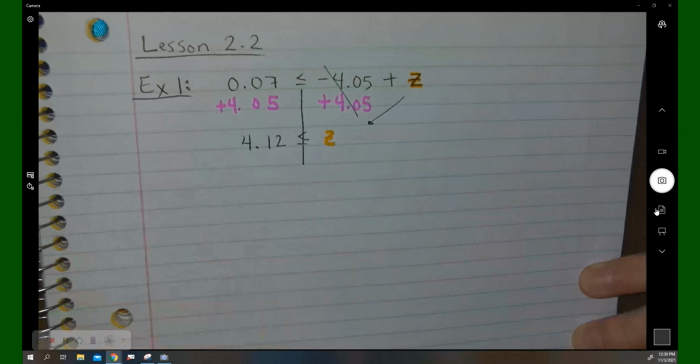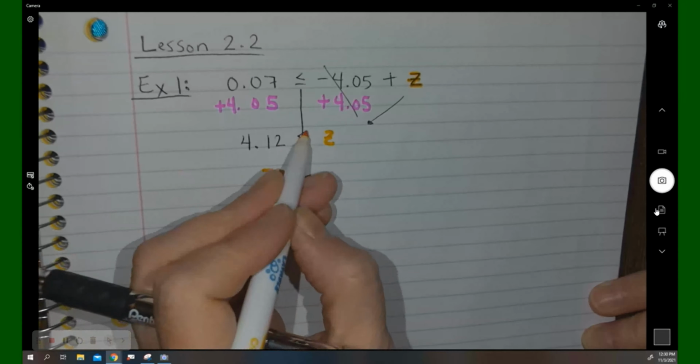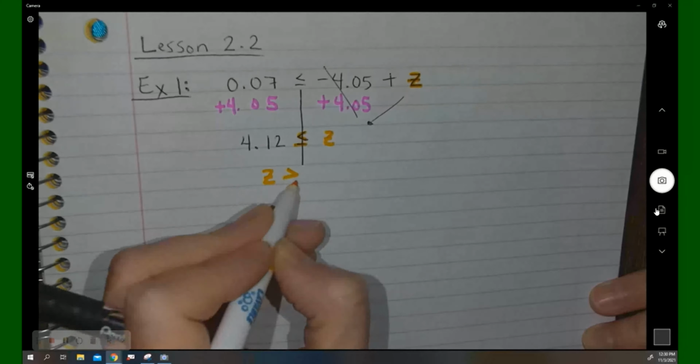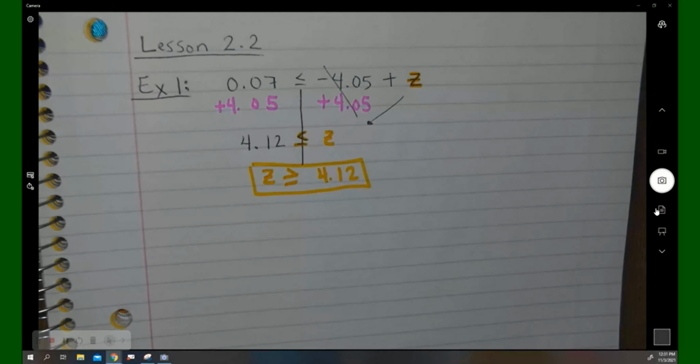A lot of times, like we've talked about before, it's a lot easier to read and understand an inequality when the variable's on the left. So I'm going to take the whole inequality and flip it around. Now the alligator is eating the z, so it still has to eat the z. So now it's kind of flipped directions a little bit. And then that 4.12. So z is greater than or equal to 4.12.